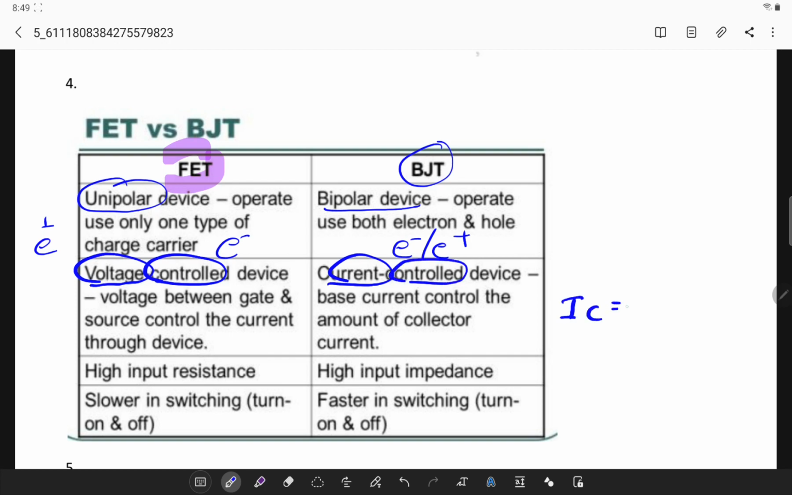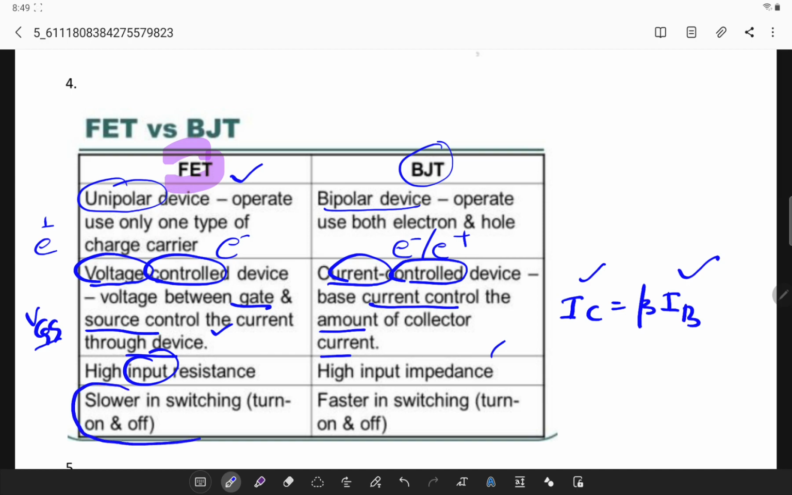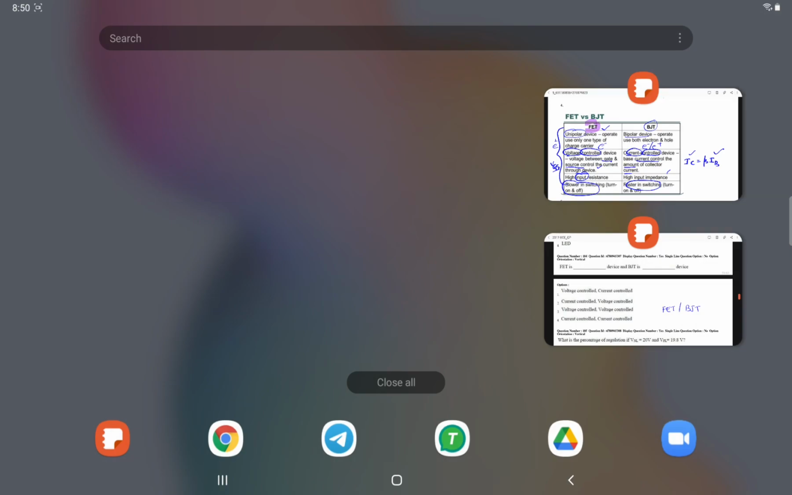If you remember the equation, IC is equal to beta IB, so the collector current depends on the base current, whereas VGS, the gate to source voltage, will control the field effect transistor. However, when it comes to resistance, FET has a higher input resistance compared to BJT, but the drawback is it will have a slower switching time compared to a BJT. So all the 4 points are very important to answer any question related to comparison of FET and BJT.